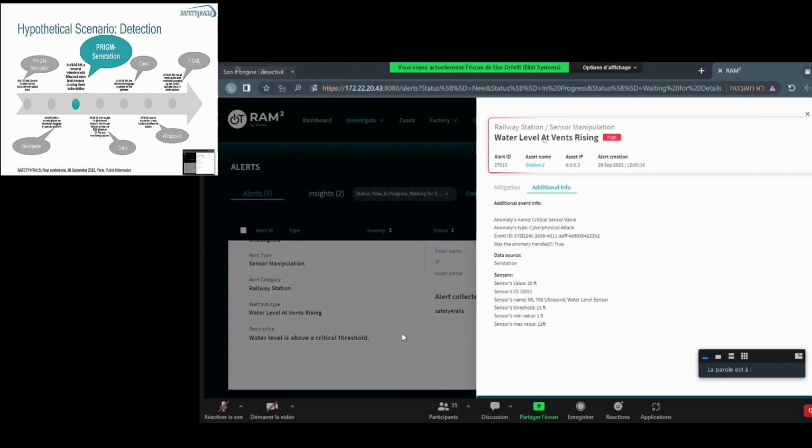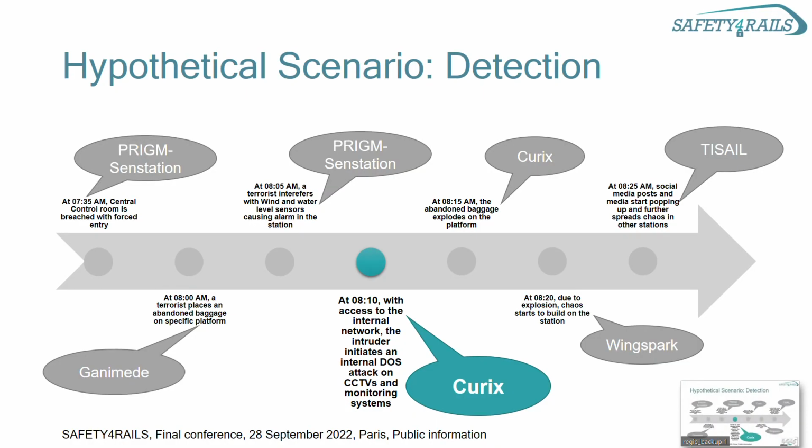Thanks a lot. So you've seen now, up to now, you would have had 3 possibilities to interrupt an attack or to react on it. And the next one is coming at 8:10. So at 8:10 a.m., with the access to the internal network, the intruder now initiates an internal DOS attack on the CCTVs to block the awareness there, and on the monitoring systems. And we also have a tool that is capable to detect this, which is also presented live here. Eros, the stage is yours.